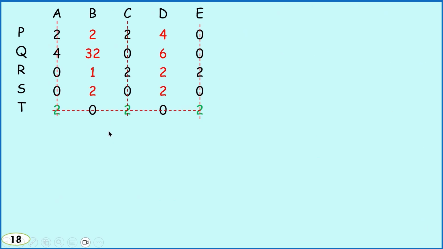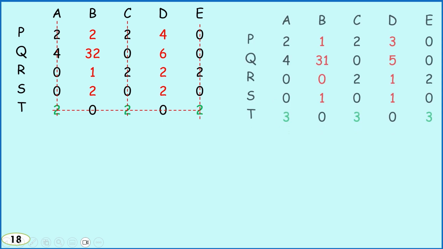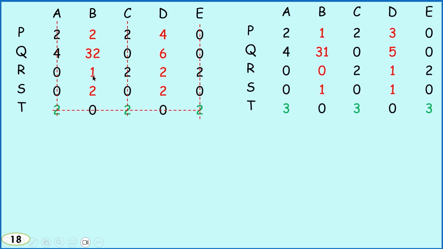Now if I consider this again, these are the uncovered elements, and these are the junctions. Again the procedure will be the same. Identify the uncovered elements by the lines, and identify whichever is the smallest one, that is 1. So subtract 1 from every uncovered element. Then again add 1 at the intersection of the lines. Then you will get the new matrix. Because it's 1 minus 1, here you will get an extra 0, and at the intersection you will be getting 3.